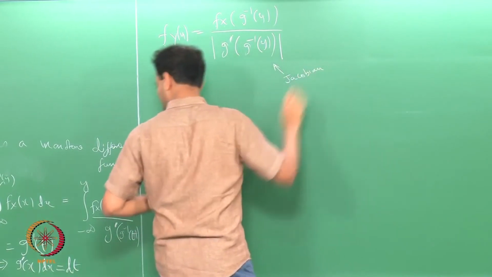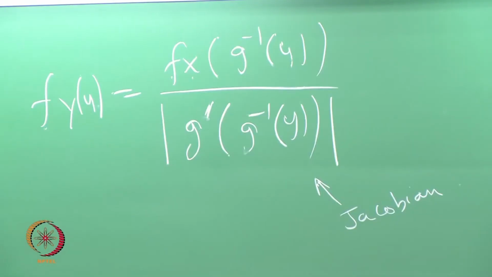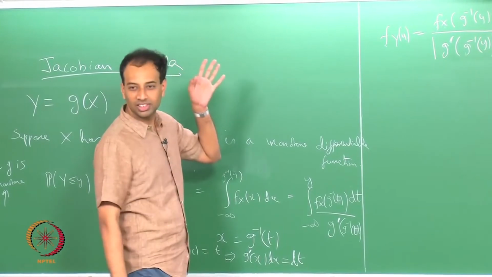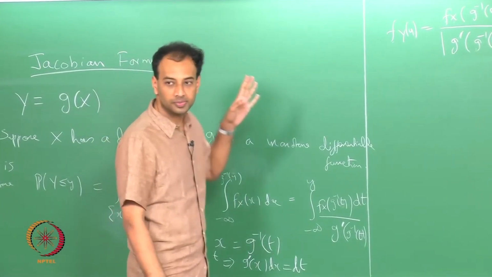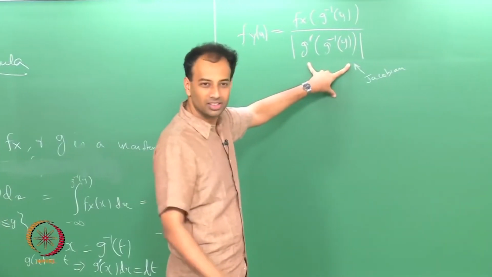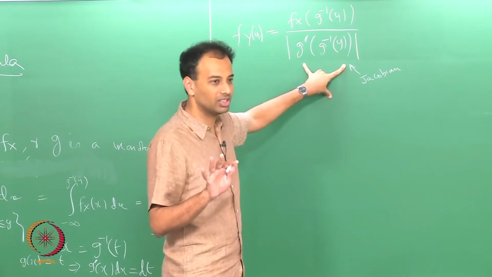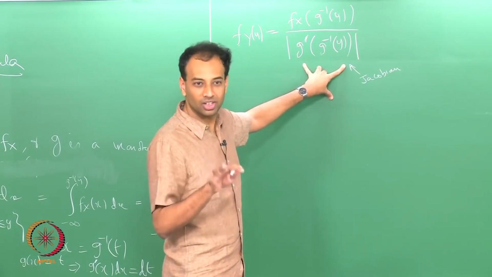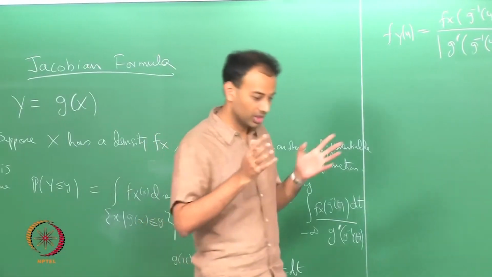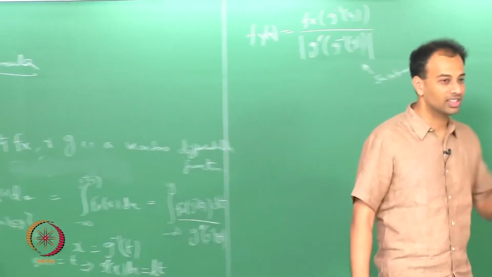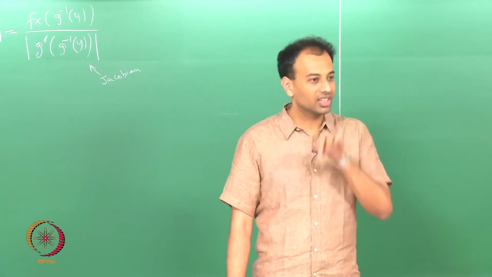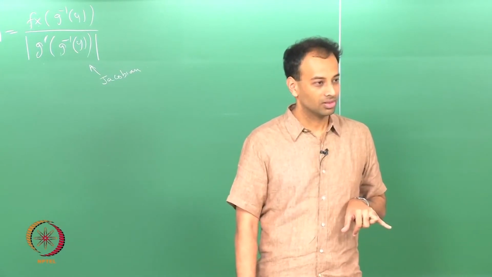So, it is called the Jacobian of the transformation g of x is equal to t. That is why this formula is called the Jacobian formula. Now, this Jacobian is a concept you are already familiar with, you may not know that it is called the Jacobian. You have done integrals since your 12th class, right. When you put x is equal to sin theta in some integral, you write dx is equal to cos theta d theta. That cos theta is the Jacobian of the transformation, just like here.